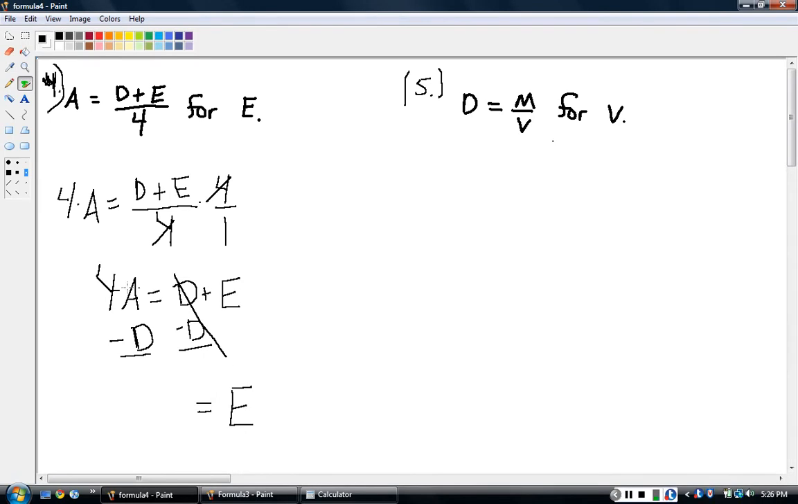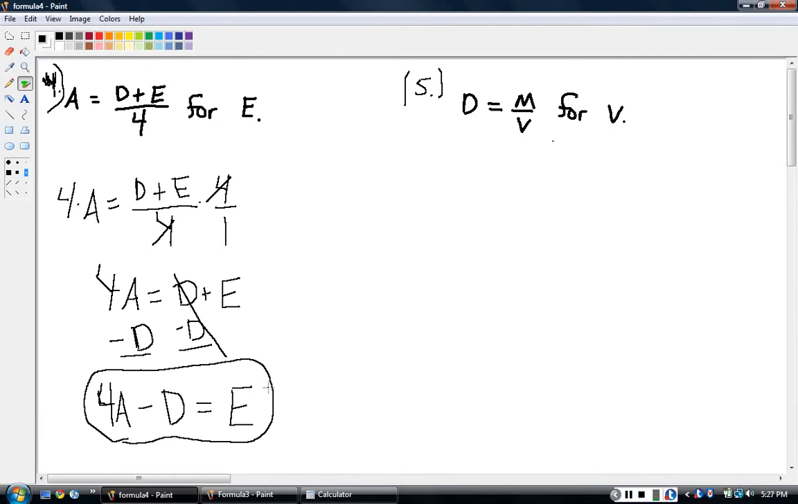And over here that's not 4A divided by D, it's 4A minus D. So just be careful how I wrote that. I put it underneath, because that's typically what you do, but here's how you write your answer, because you can't subtract D from 4A, so you just write your answer like that. 4A minus D. Okay? One more, D equals M over V.